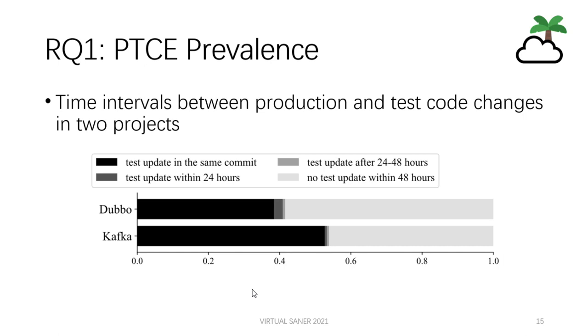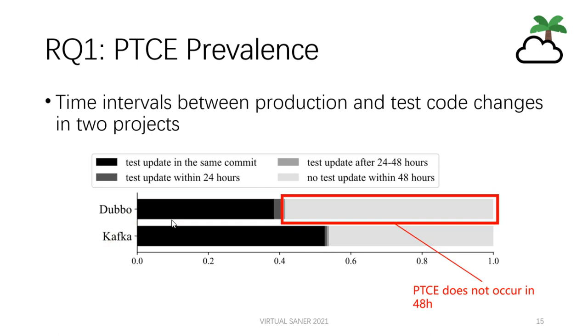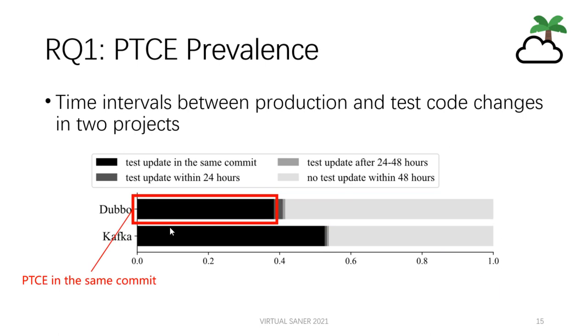We first investigate the time intervals between production changes and test changes. In Dubbo, about 40% of the coevolution happens in the same commits, as shown in the black bar. That is to say, in 40% of the coevolution, the production patch and the test patch occur in the same commit, while in Kafka, this percentage becomes over 50%.